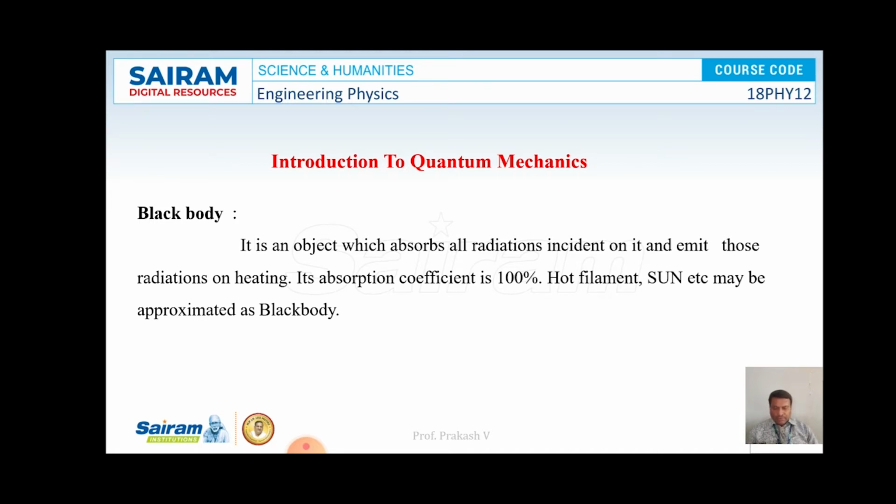A body closely approximating a black body can be made using a hollow object coated with lamp black and having a small hole in it. The radiations entering through the hole are almost completely absorbed due to multiple reflections. When the black body is heated to high temperature, it emits radiations of all possible wavelengths. Such radiations emitted by a black body are considered as black body radiations.